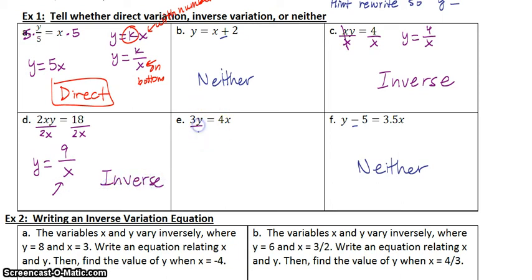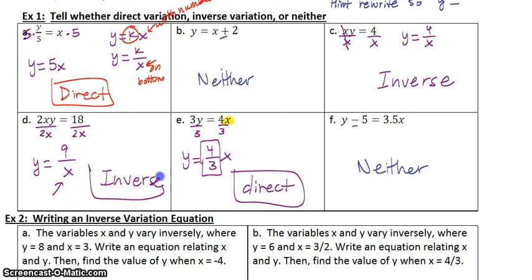E, I'm going to divide both sides by 3 to get y by itself. And now don't be thrown off by this. See how x was on top to start off with, and I divided by 3, but really x is still on top, it's not on bottom. Even though this is a fraction, that's okay. K can be a fraction, but x is on top. It's not on the bottom of the fraction, so this is considered direct variation for E.